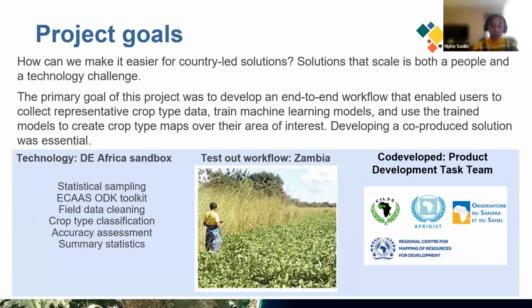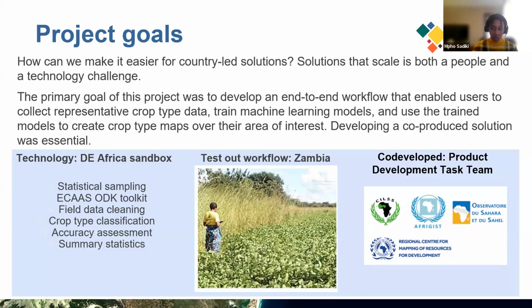So the whole idea around the crop type mapping workflow was to create an end-to-end workflow that allows users to collect crop type data, train machine learning algorithms, and use those models to create accurate crop type maps for their regions. The technology behind this workflow is the Digital Earth Africa Sandbox, which is a cloud-based computational platform that operates through a Jupyter Lab environment. It provides a limited but still free compute resource for technical users to explore the Digital Earth Africa Data Cube. So that is the almost 5 terabytes of data that we have available.